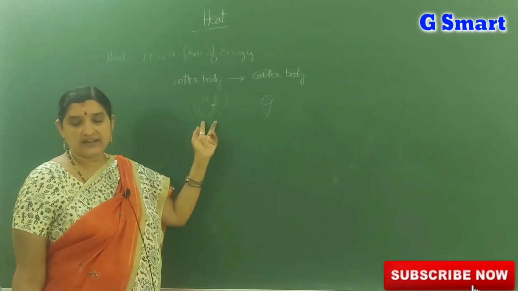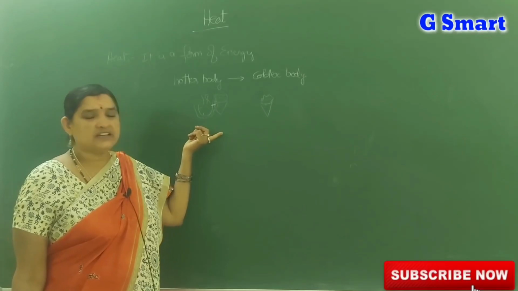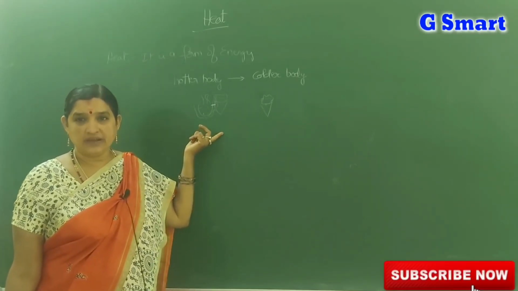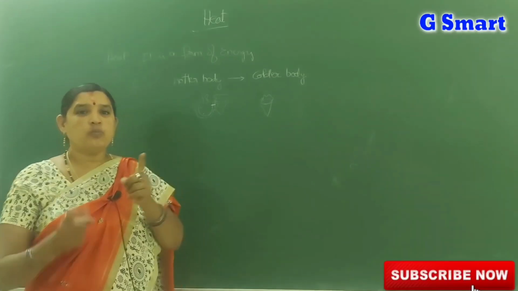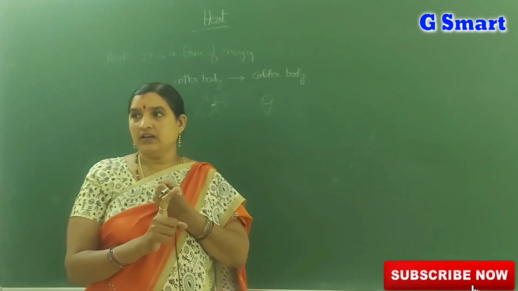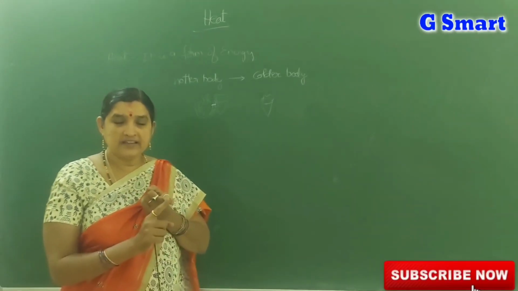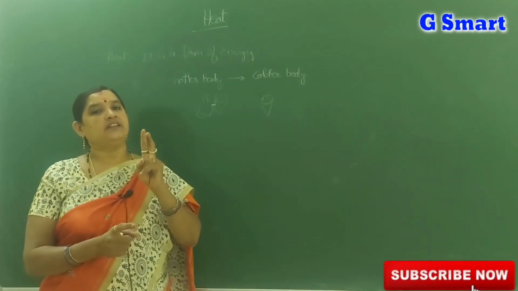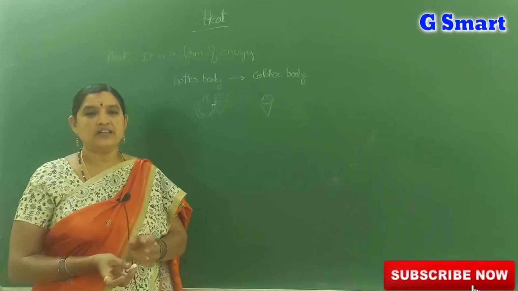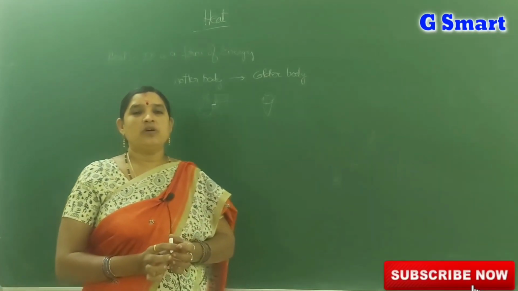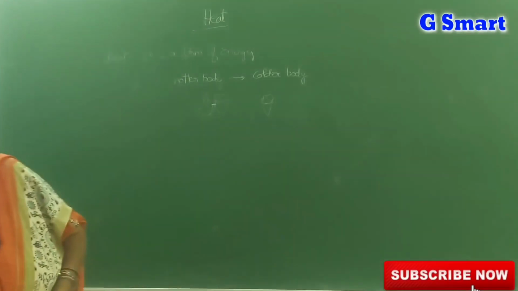When they both attain the same temperature, then heat transfer stops. That state is called thermal equilibrium. What is meant by thermal equilibrium? When two bodies are in thermal contact, the hot body loses heat energy and the cold body gains energy till they both attain the same temperature. Then we can say that the two bodies are in thermal equilibrium. Let us take an example.